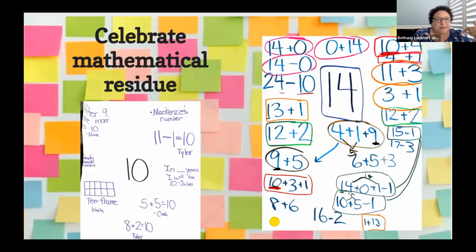And then as we're talking about it, students were noticing connections. So like, for example, that's why the 14 plus 0, 14 minus 0, and 0 plus 14 were circled in pink, because they were talking about the connection.